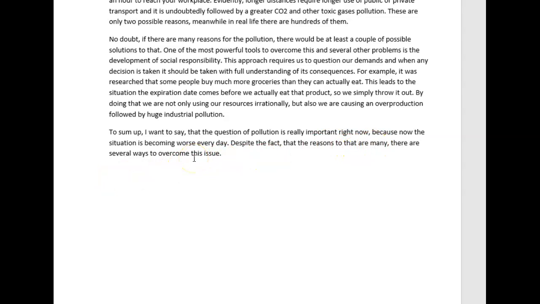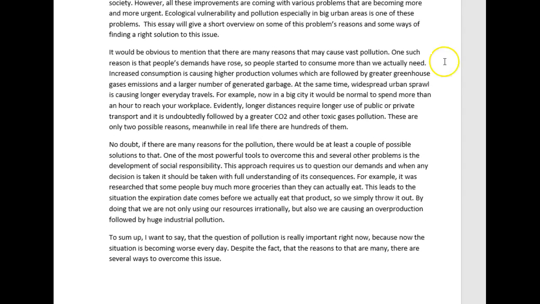Okay, we have to clean up the grammar here. All right, we already talked about the first sentence, but despite the fact that, no comma here after fact, despite the fact that the reasons behind this are many, there are several ways to overcome this issue. Okay? So grammatically it's correct. I want to talk to you about your solutions paragraph. Now, I talked to you, I believe, about this a bit, so I think we've covered this paragraph.